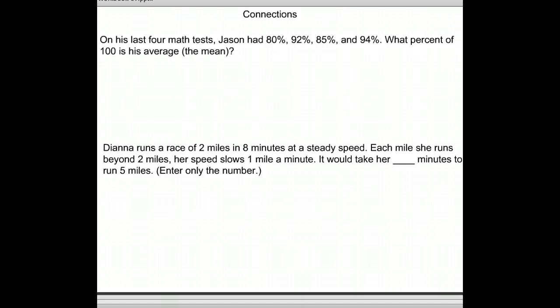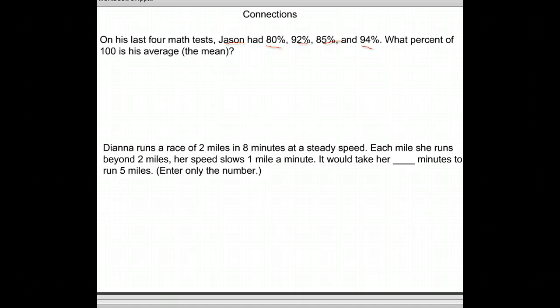Okay, the last questions that they ask before the checkpoint are the connections questions, where they try to connect what we're doing here with something else in life. So here are the two connections. These are not the exact ones you have, but they're very similar to it.